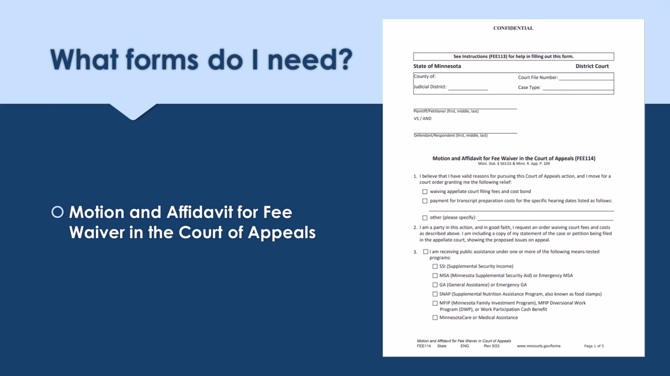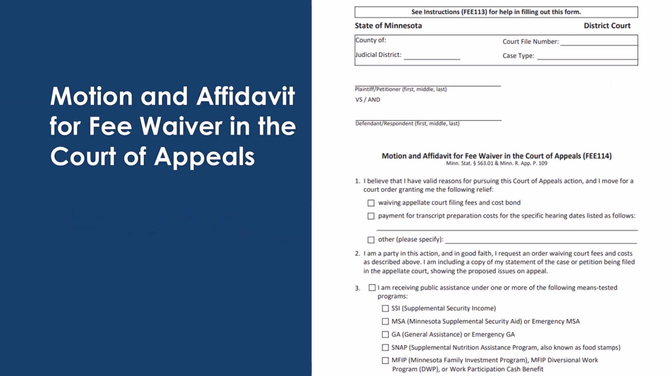The packet includes instructions for asking for a fee waiver and the motion and affidavit for fee waiver in the Court of Appeals. This form was recently updated, and you may have seen a different version of it. If you have an older version of the form, you should download the current one. It would be helpful if you have a copy of this form to look at as we review each question. The motion and affidavit for fee waiver in the Court of Appeals is a short form that tells the court why you are eligible to have the filing fees and costs waived.